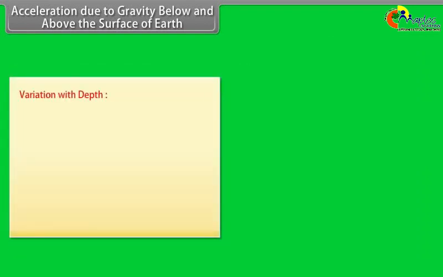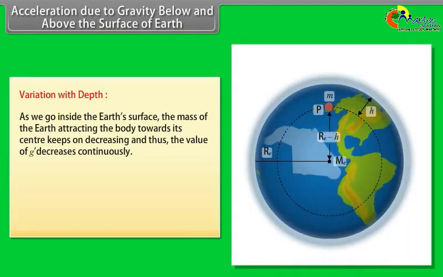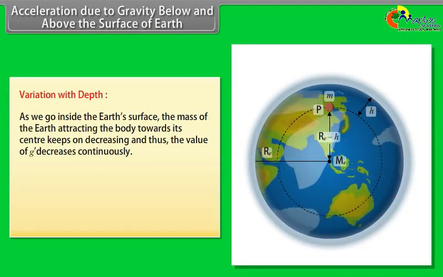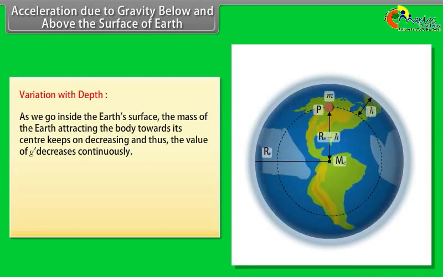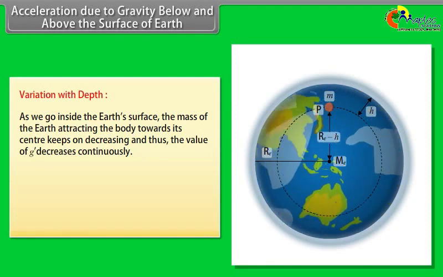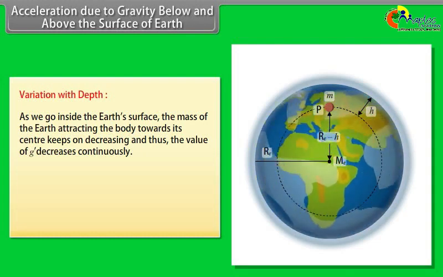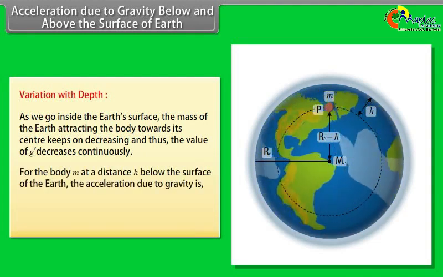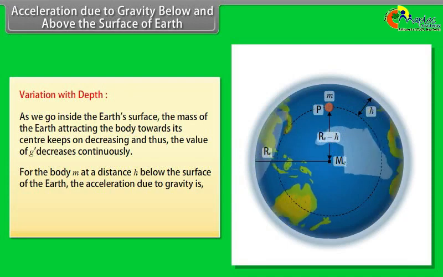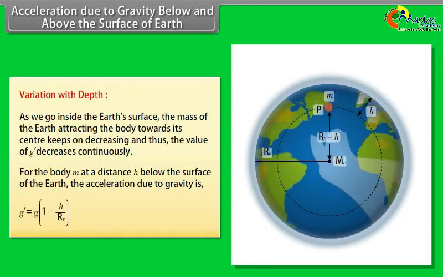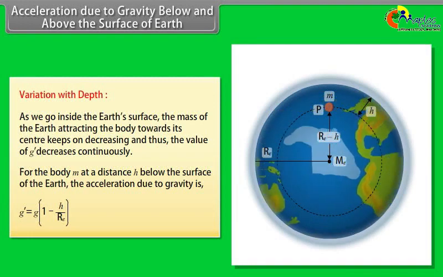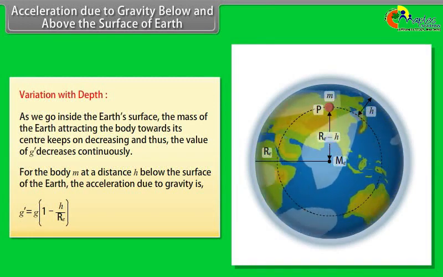Variation with depth. As we go inside the Earth's surface, the mass of the Earth attracting the body towards its center keeps on decreasing and thus the value of g decreases continuously. For the body m at a distance h below the surface of the Earth, the acceleration due to gravity is g' = g × (1 − 2h/Re).